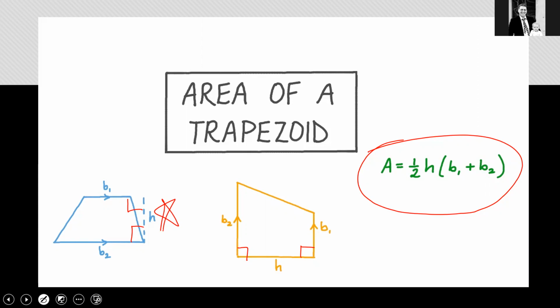So it's somewhat counterintuitive, but if you just remember, find your parallel sides. Given any parallel sides and any way that they're connected, say they're connected this way, neither of these lines would be your height. Your height is that perpendicular distance in between them.